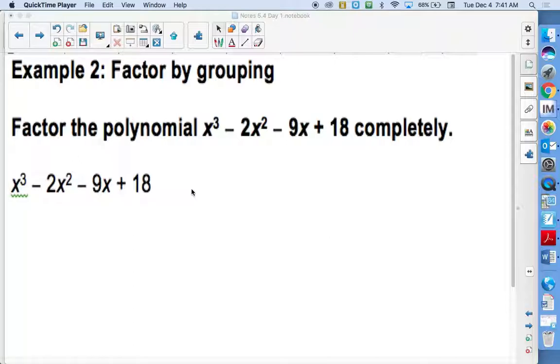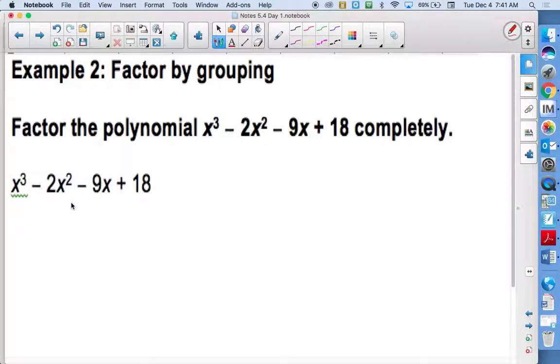Does anybody know what you're supposed to do to factor by grouping? Holly? Split the equation in half. Yeah, split it in half. Perfect way of saying it. So we're going to split this in half. There we go. Put a little line down the middle.